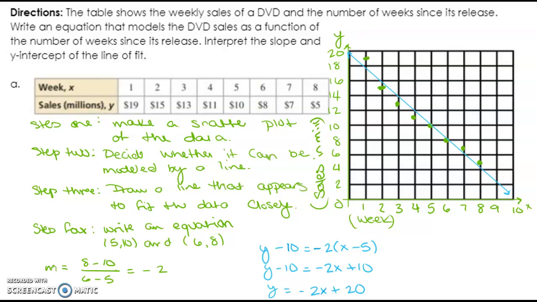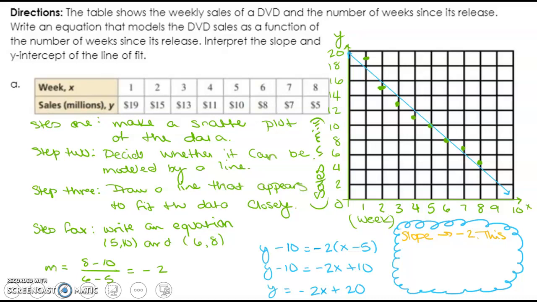All right, so now that we have our equation that models DVD sales, we want to interpret the slope and the y-intercept of the line. Our slope here is negative 2. This means that sales are decreasing by about 2 million each week. So roughly 2 million each week, that's how much sales are decreasing. That makes sense because our line has a negative slope, so it should be decreasing.